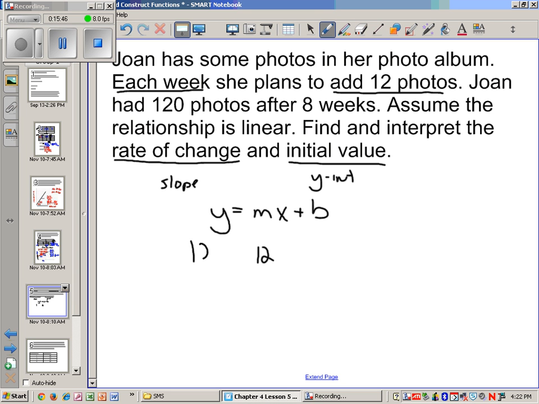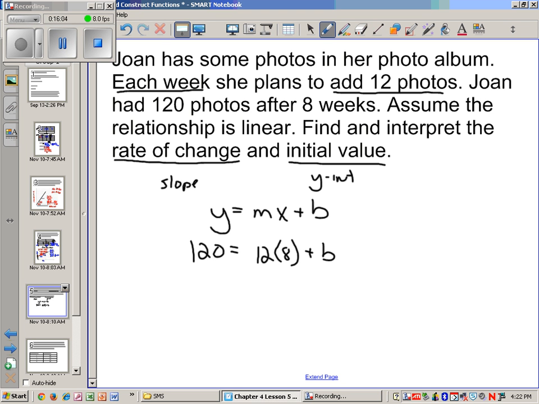So we're going to make 120 the Y, the total. We're going to make the 8 weeks our X plus our B as our Y-intercept, our initial value. We don't know what that is. So there's our formula right there. Now let's solve for B.